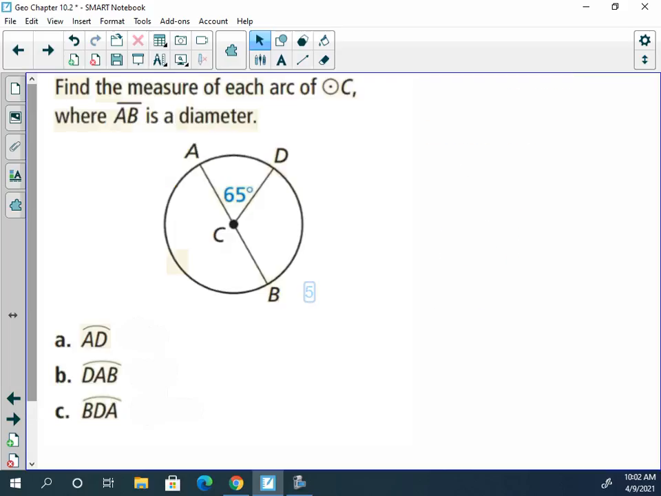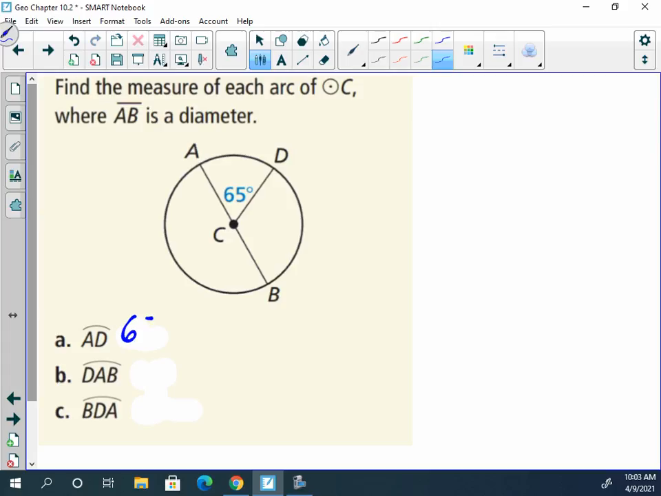All right, let's look at some more of these. So we'll do 3 more of these here. If we're looking at this here, we want to find the measure of arc AD. Because AD will be the same as its central angle, and since the central angle is 65 degrees, its arc measure in degrees would be 65 degrees.